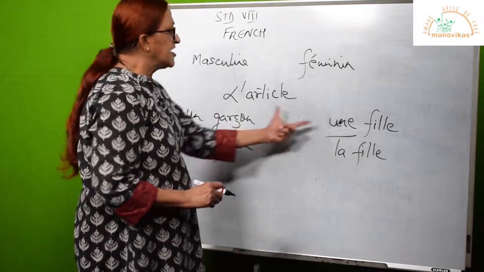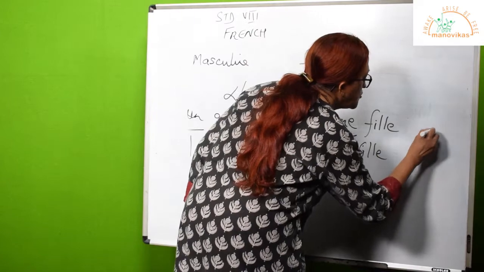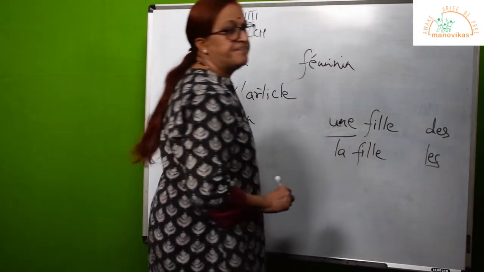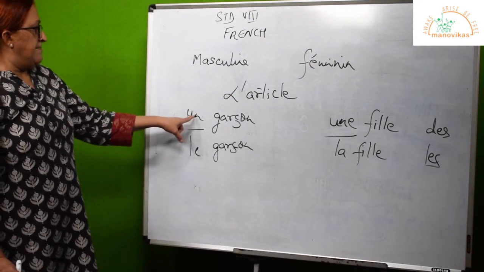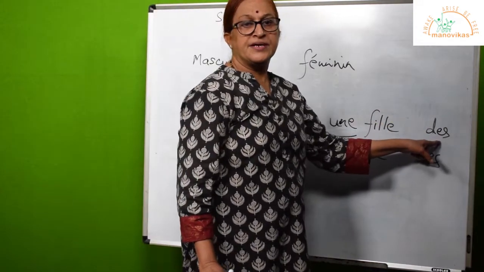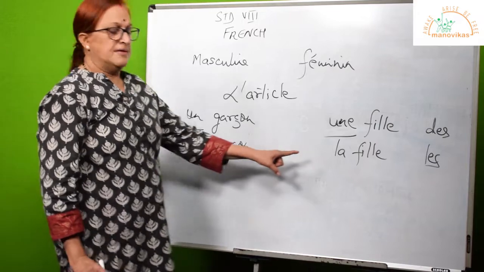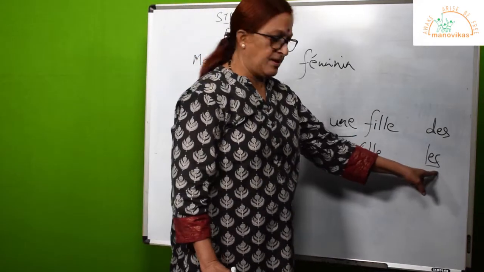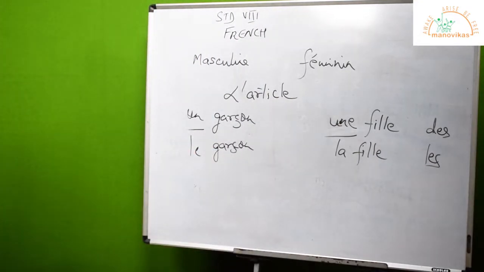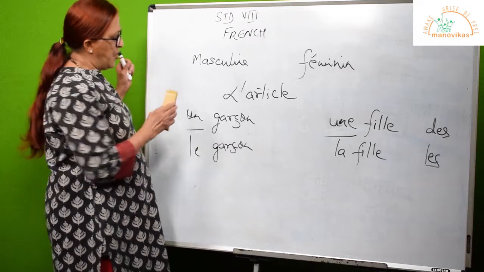Now, apart from this, we are talking of singular, when there is only one. If there are many, then un and une become des, and le and la become les. So we have seen masculine singular, feminine singular, and plural in indefinite. Similarly, in definite we are seeing masculine singular, feminine singular, and plural. So you have to learn these. These are very important, because without articles you cannot use a noun.